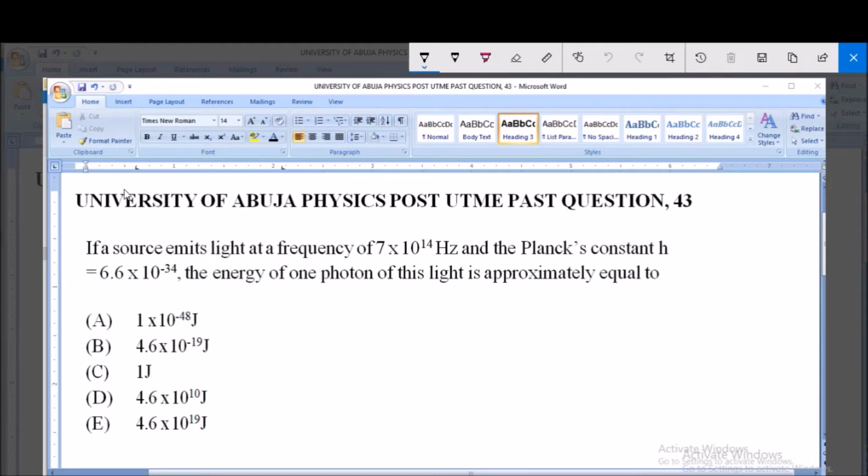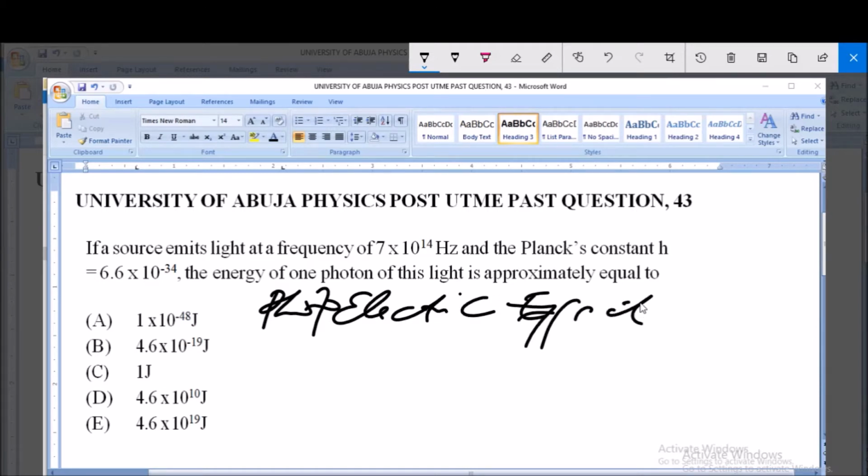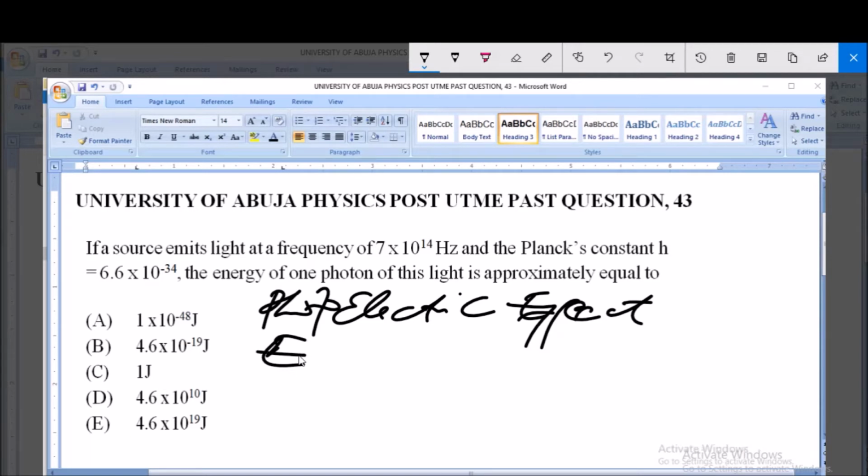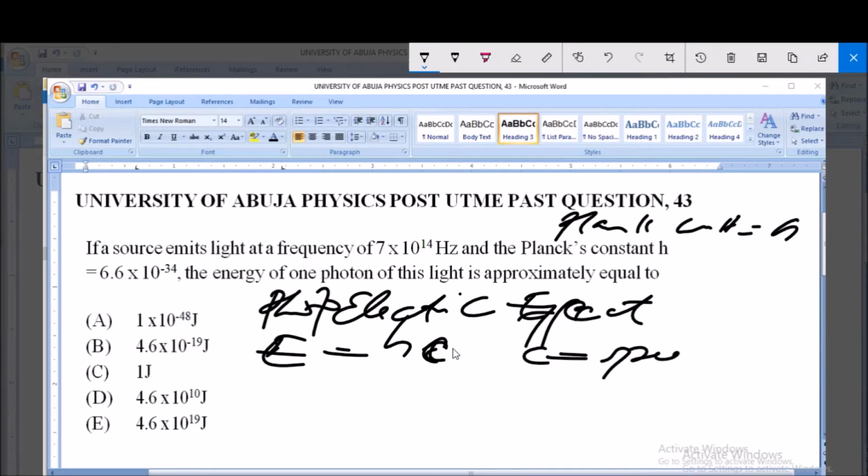Now this question is a question from the photoelectric effect. According to the experiment conducted by Einstein, the energy of one photon of light, when the Planck constant h is given, is E equals hf, where f is the frequency.